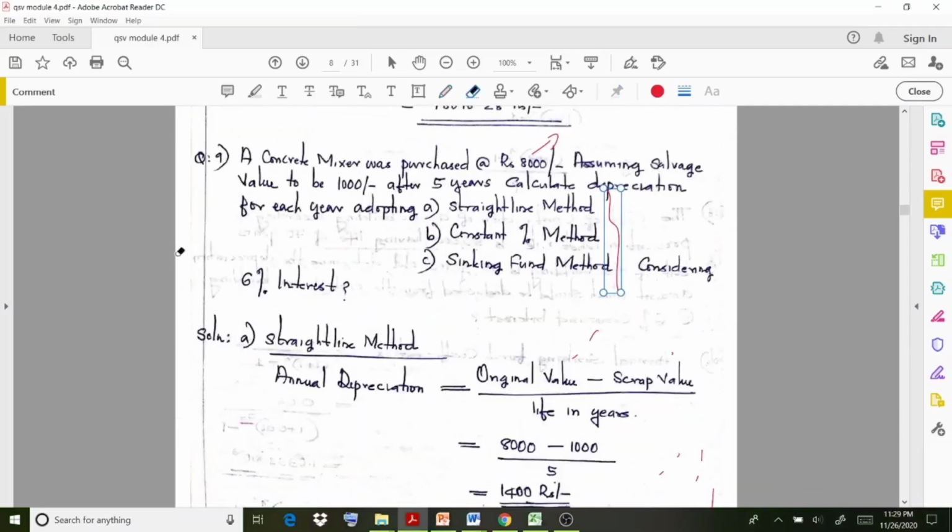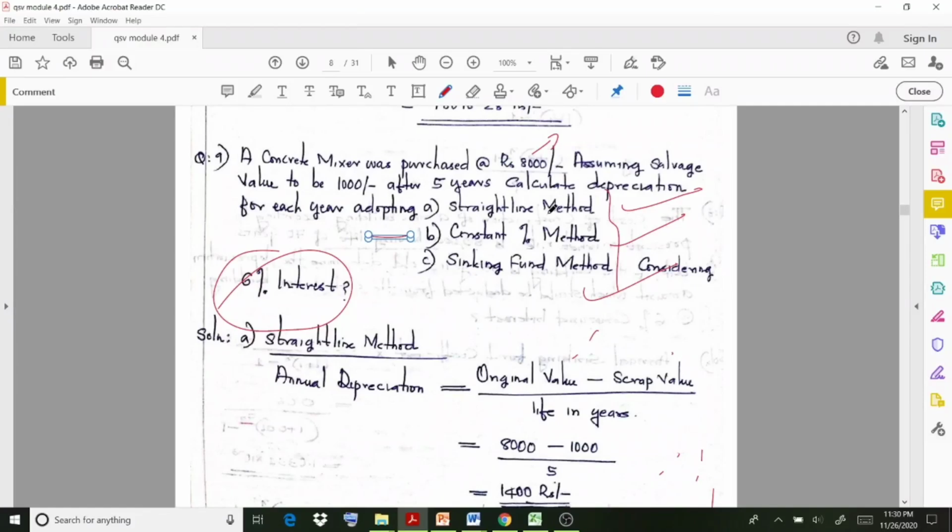Now we move on to the next question: a concrete mixer was purchased at rupees 8,000. Assuming salvage value to be 1,000 after 5 years, calculate depreciation for each year adopting the straight line method, constant percent method and sinking fund method, considering the 6% interest rate. So we have to work out this problem using these three methods, to see how the depreciation charges are going to happen.